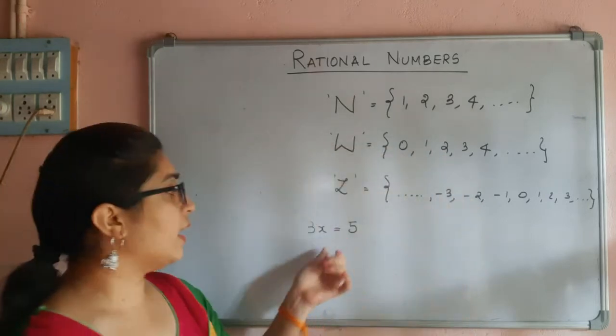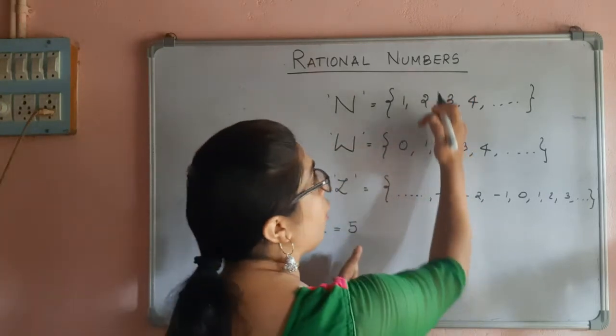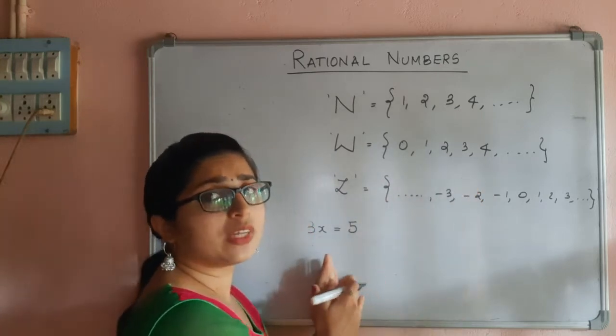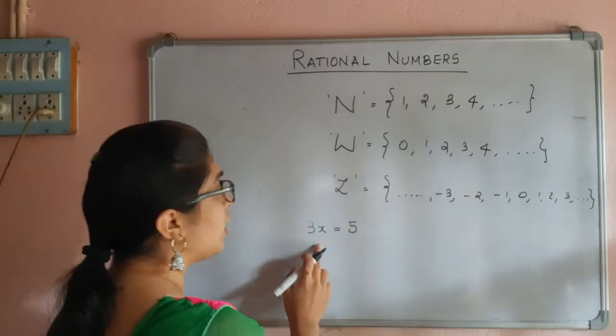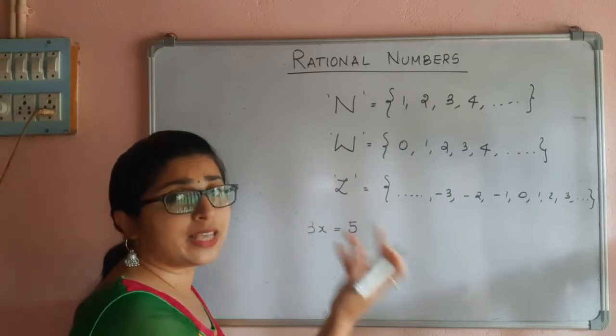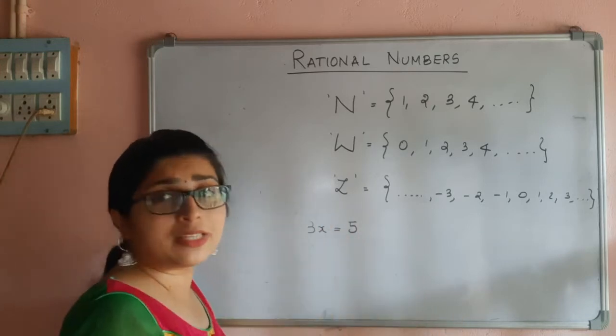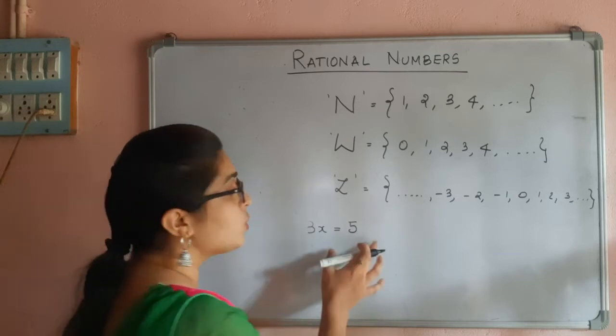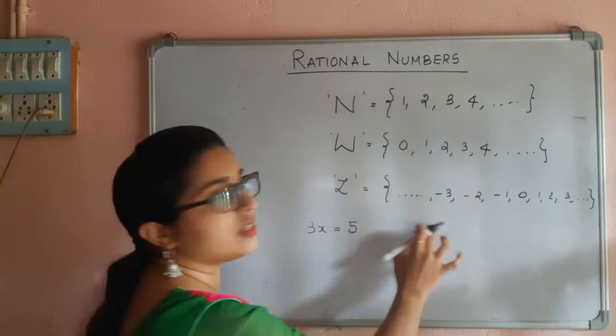So, will a number that is from the natural numbers or whole numbers or integers satisfy this equation? You have to check. So x cannot be 1, x cannot be 2, x cannot be 0, x cannot be -1, -2 or any other thing. So it does not belong to this set.